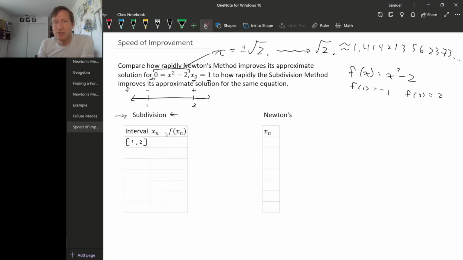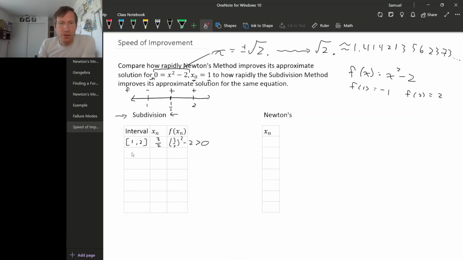So what we're going to do is subdivide this interval, and we're just going to cut it in half. So in the middle we have 3 halves. So the x value for this stage is 3 halves. Now we need to know whether our function is positive or negative at this x value. So we have to compute f of 3 halves. So that's 3 halves squared minus 2. 3 halves squared is 9 quarters, which is a little bit bigger than 2. So 9 quarters minus 2 is positive. Okay, so our function is positive at this midpoint.